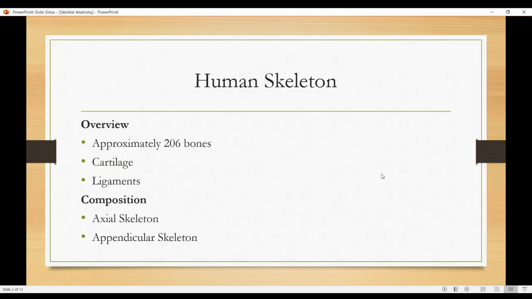Today we're going to talk about the skeletal system. When we talk about the skeletal system, we look at the human skeleton as its primary function being the framework or the supporting structure of the body. It allows motion and it protects the vital organs.